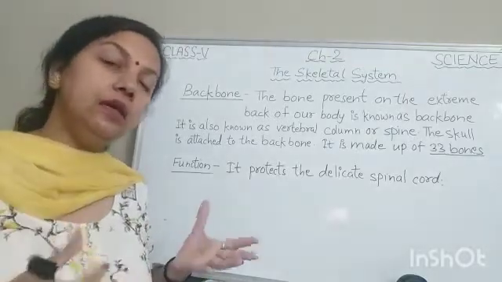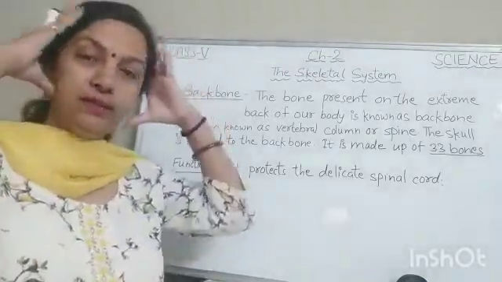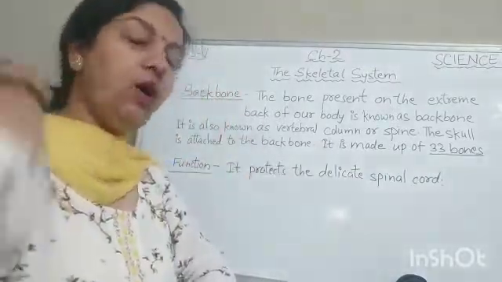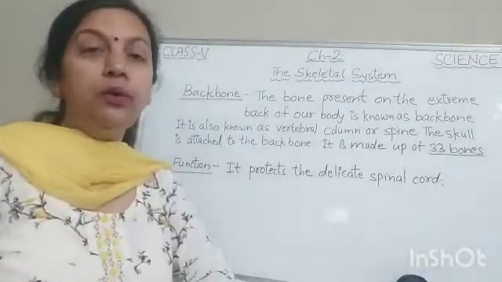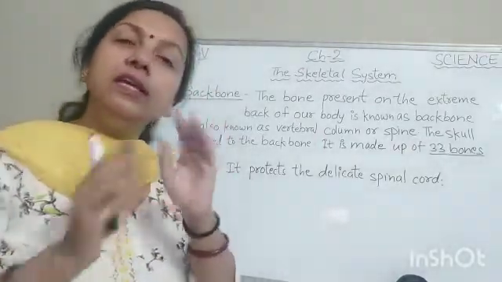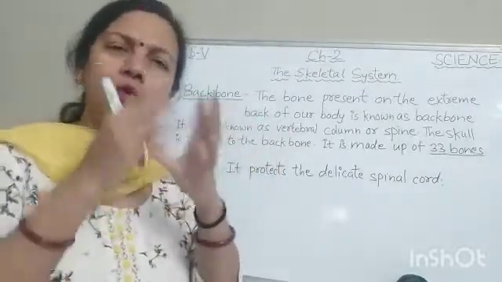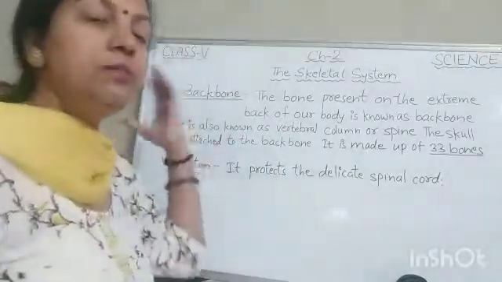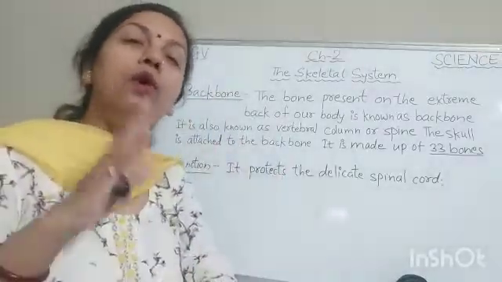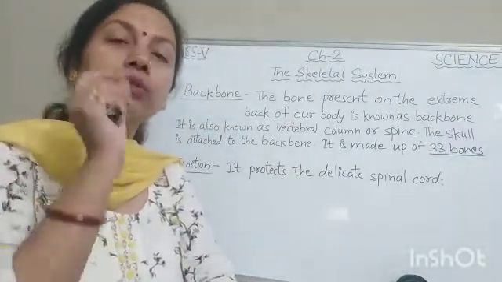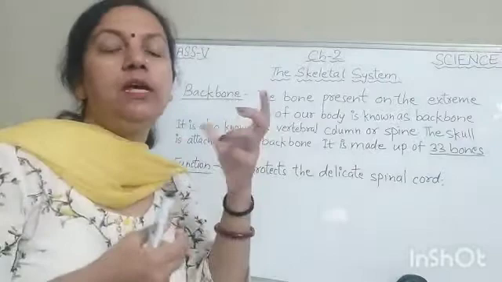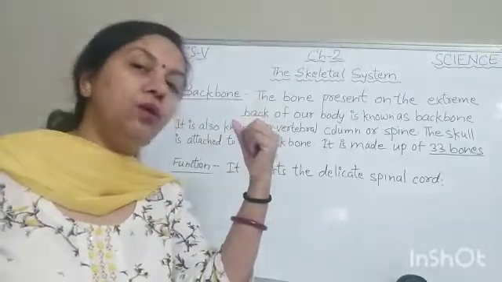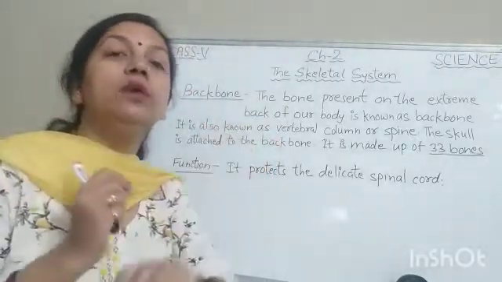Now children, next comes our backbone. The skull is attached to the backbone, and the backbone is present at the back of our body. It is made up of 33 irregular bones. Small. It is a bony structure. It consists of 33 bones. This backbone is also known as the spine or vertebral column, and those tiny 33 bones which form this vertebral column are known as vertebrae.